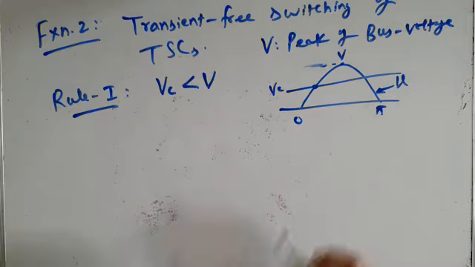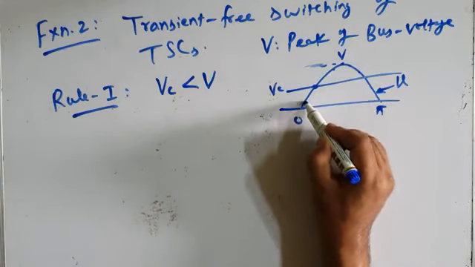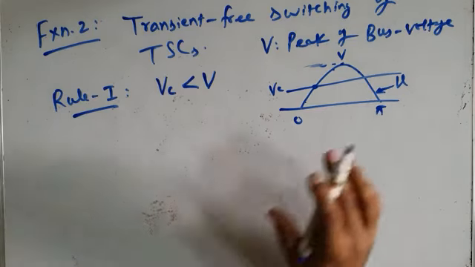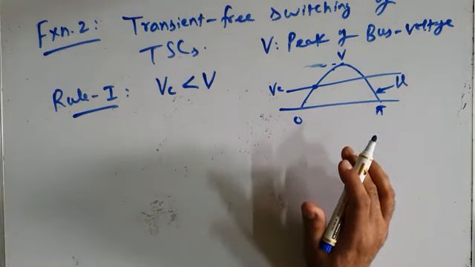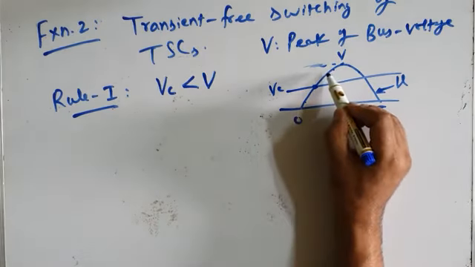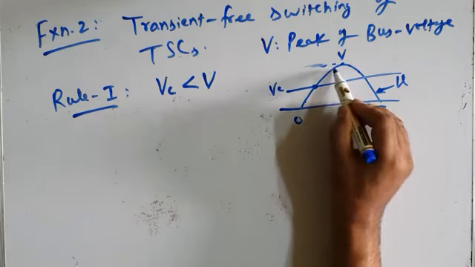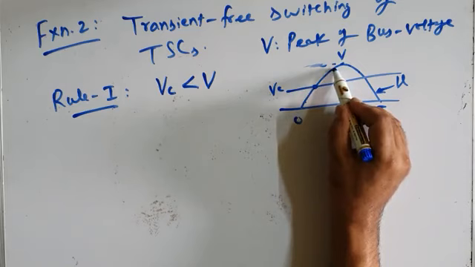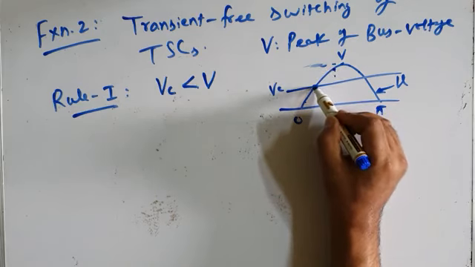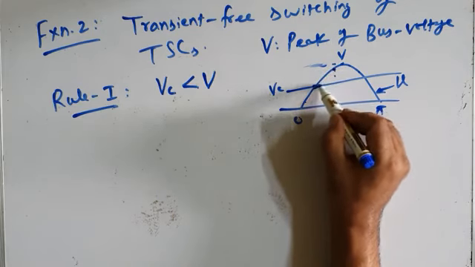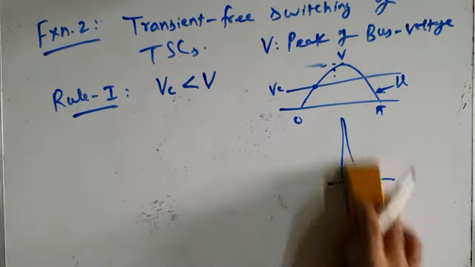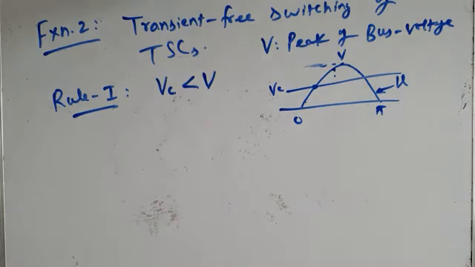If your controller issues firing pulses here, here, here, here, then that will definitely result in very large transient currents, and it will instantly damage the switches of TSC, and the TSC branch will get damaged. Why? Because if the firing pulse is issued, say somewhere here, the instantaneous value of applied voltage is much greater than the capacitor voltage. It will result in a large transient current like this, and that current will instantly damage the thyristor switches, the thyristor valves.